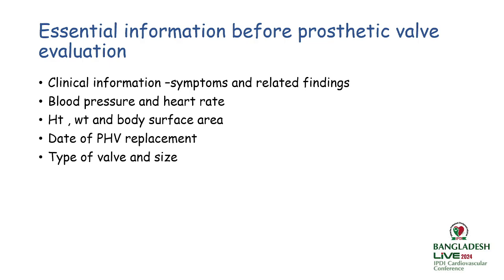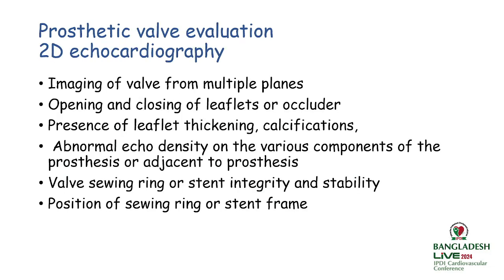proper orientation or alignment, microbubbles, excessive movement, and mimicking of aortic root abscess. What are the prerequisites before the echocardiographic evaluation in case of prosthetic valve? Clinical information, symptoms, and related findings, blood pressure, heart rate, height, weight, and body surface area, date of prosthetic valve placement, and type and size of the valve. Like any other echocardiography, we should start with 2D echocardiography, then go to color Doppler and then spectral.